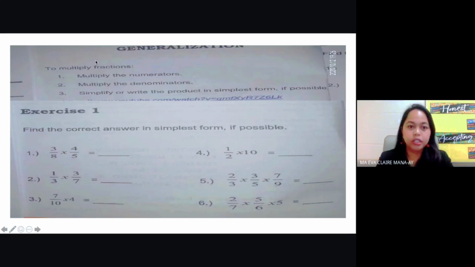So number 1, you need to multiply the numerators. Number 2, you need to multiply the denominators. Then of course, number 3, you need to simplify or write the product in its simplest form if possible. Okay, let's take a look at exercise number 1.